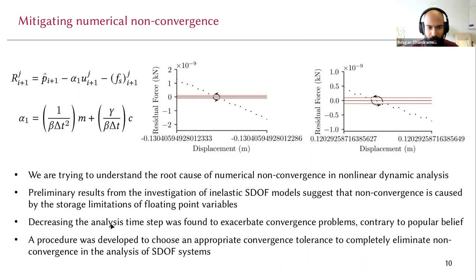Some other insights that we found into this convergence problem was the fact that decreasing the analysis time step actually exacerbates this convergence issue, which is contrary to popular belief, because most people think that decreasing the time step makes your analysis more accurate. Well, yes, to a certain degree, after which the numerical artifacts take over and it exacerbates the problem. So ideally, you don't want your delta T to be too small. You don't want it to be too large either. When it's too large, again, accuracy takes a hit.